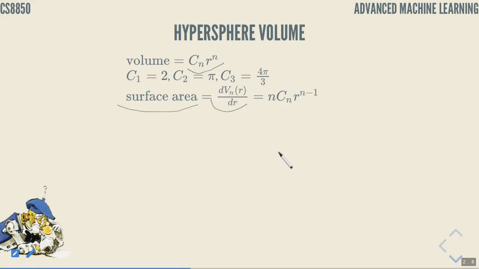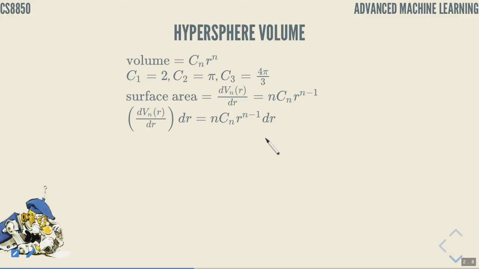Now, when we know the surface area, we can write an element of the volume, the infinitesimal element of the volume, as the surface area times dr. So this is our element of the volume.